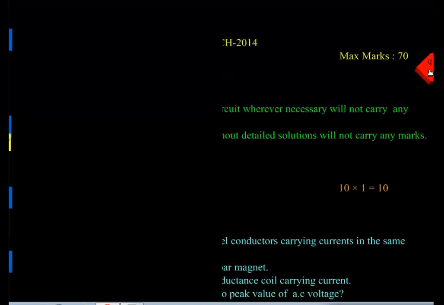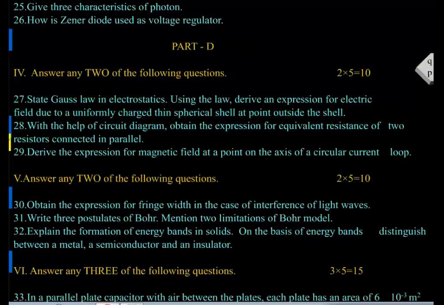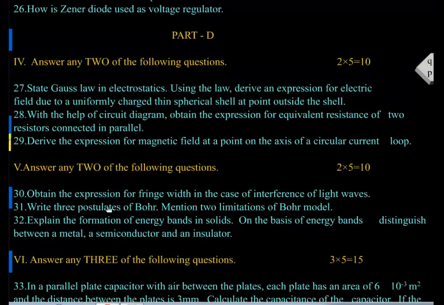So now let us go to 31st question. It is like this. Write 3 postulates of Bohr. Mention 2 limitations of Bohr model. Here for 3 postulates 3 marks, 2 limitations 2 marks, totally 5 marks.